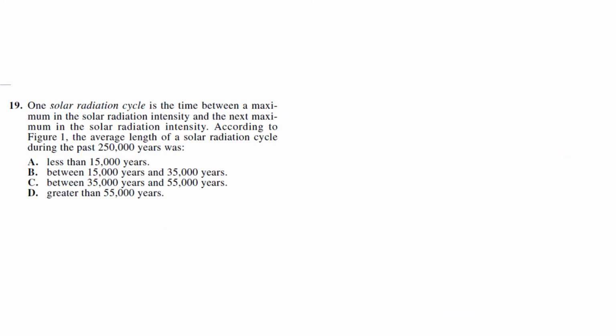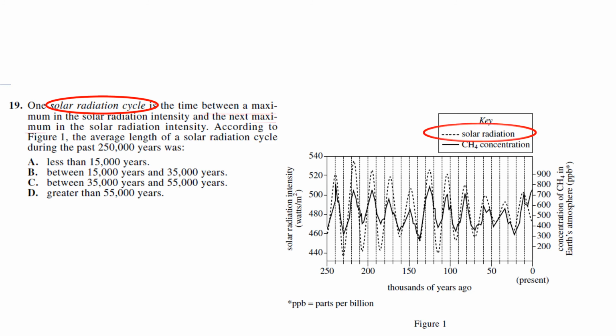One solar radiation cycle is the time between a maximum in solar radiation intensity and the next maximum. According to figure 1, the average length of a cycle over the past 250,000 years. So find solar radiation, the dotted line, put your finger on the first maximum, and then it's between each one, right? So that's the difference between each one. You don't really have to calculate the average because they look about the same, right? So just do the first one. So from that one to that one is 20, and your answer choices, choice B is between 15,000 and 35,000 years. So B has to be your correct answer.